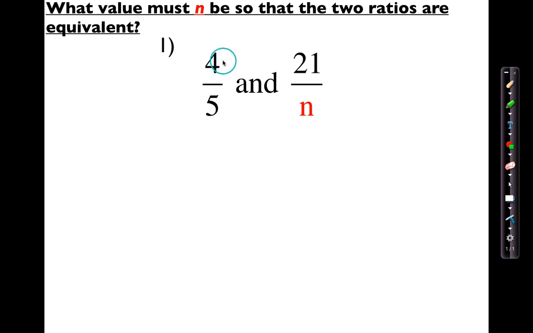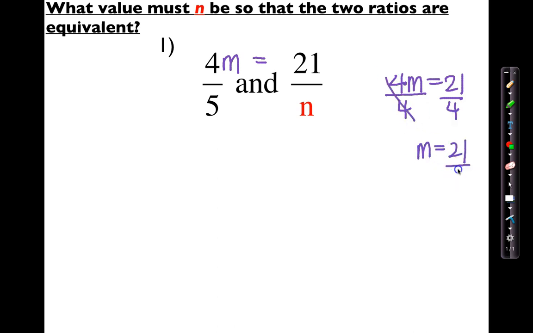So I'm going to do 4 times a number m is going to equal 21. So I'm going to go ahead and write that off to the side. 4m equals 21. This means 4 times m, so the inverse would be to divide both sides by 4. So I'm left with m equals 21/4. So I'm claiming that the multiplier is going to be 21/4.